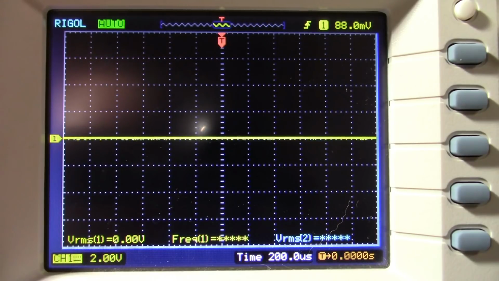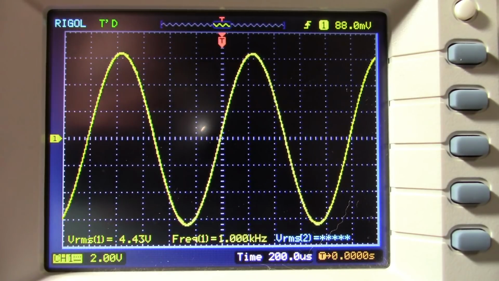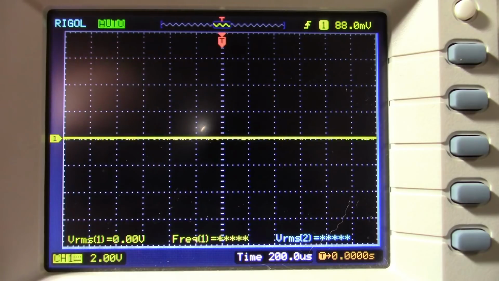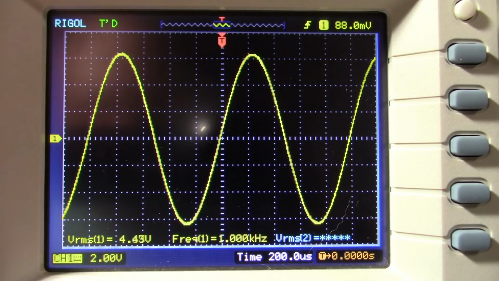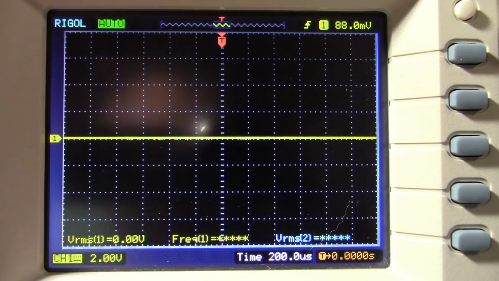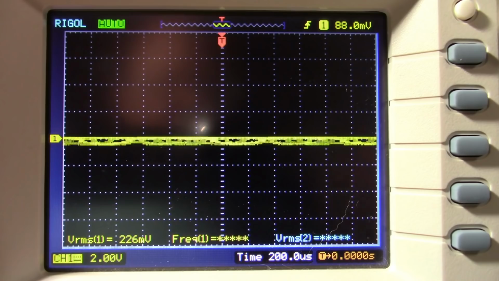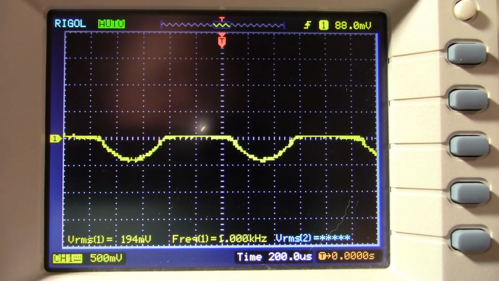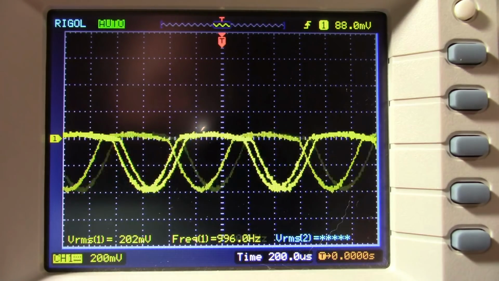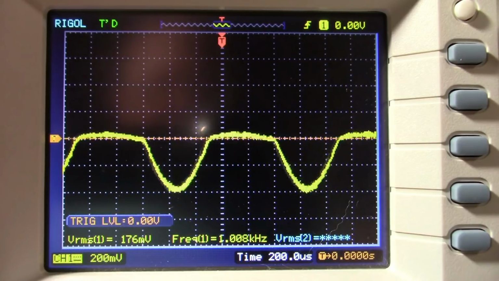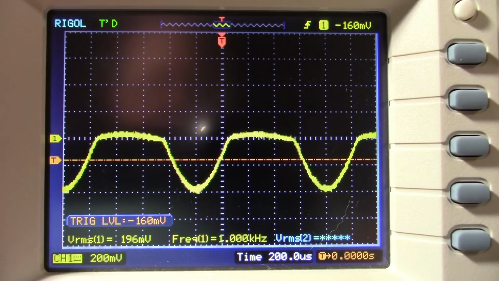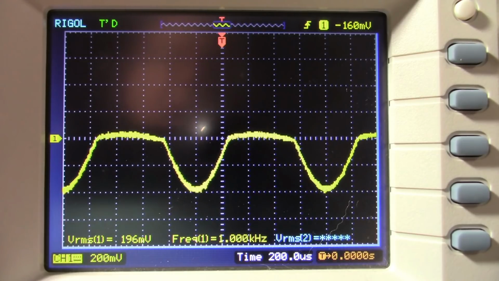Okay, so this is the output waveform. It's a nice pure sine wave. We can keep that on there. So now I'll move over to measuring across the emitter resistor. And that's a very small voltage developed there. It's kind of noisy because it's only a few millivolts.